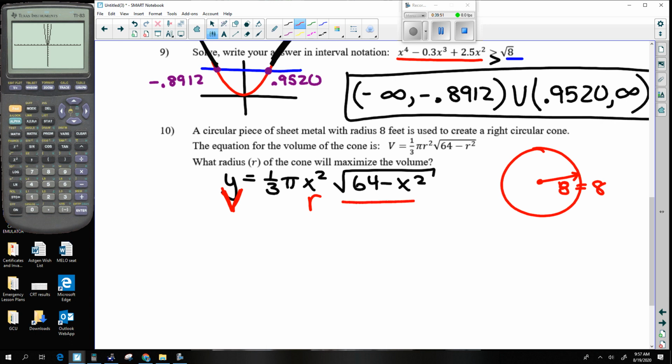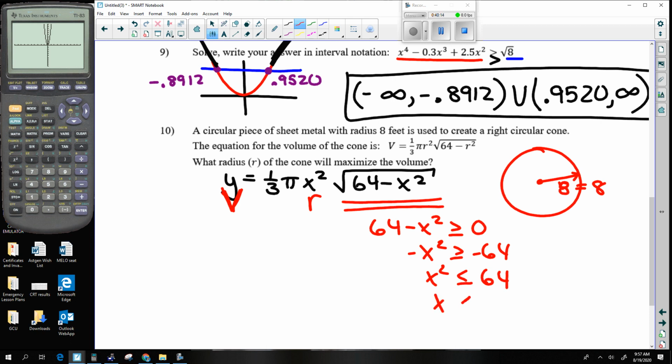Also, this part of the problem relegates that, because I know that 64 minus x squared has to be greater than or equal to 0. So that implies that x has to be less than or equal to 8. Don't worry about the negative. So that is part of the domain: the domain of this r has to be less than or equal to 8.